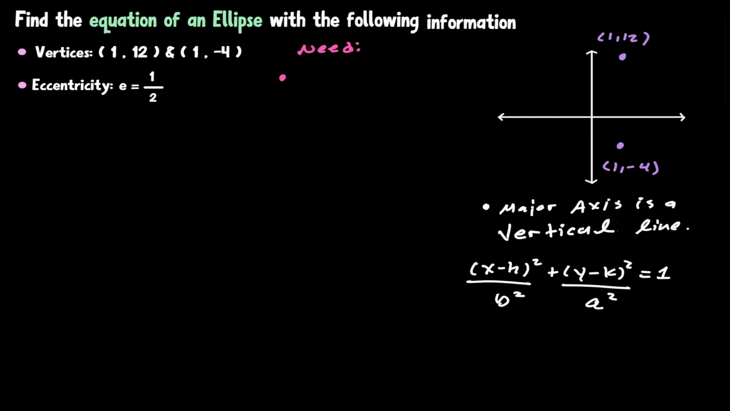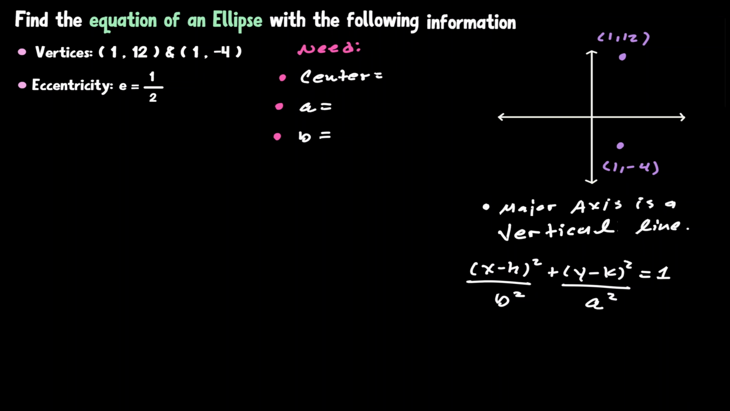Well, we definitely need the center of our ellipse, the values of h and k. We need the length from the center to the major axis vertex, which is a. And we need the length from the center to the edge of the minor axis, which is b. So now we have a clear objective. Let's try to find these 3 pieces of information.